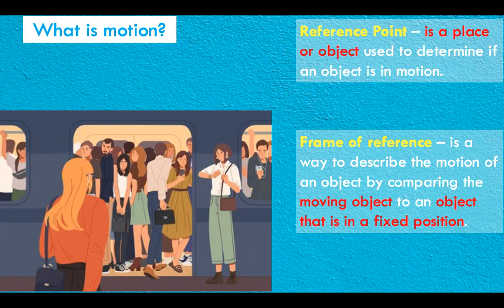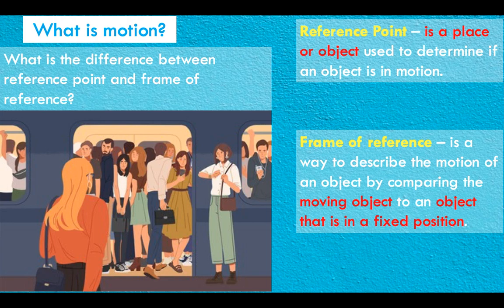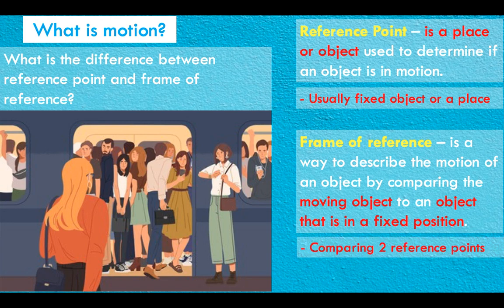Okay, let's make it simple. In reference point, we are talking about a location with a given direction. Usually, we use a fixed object here. But in frame of reference, we are talking about two reference points, which are fixed object and moving object.